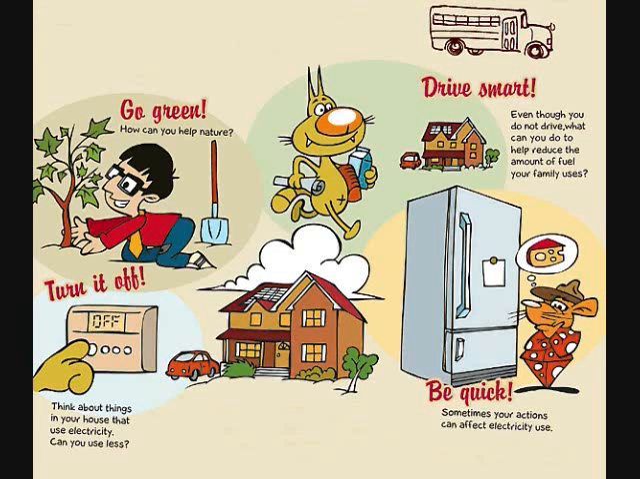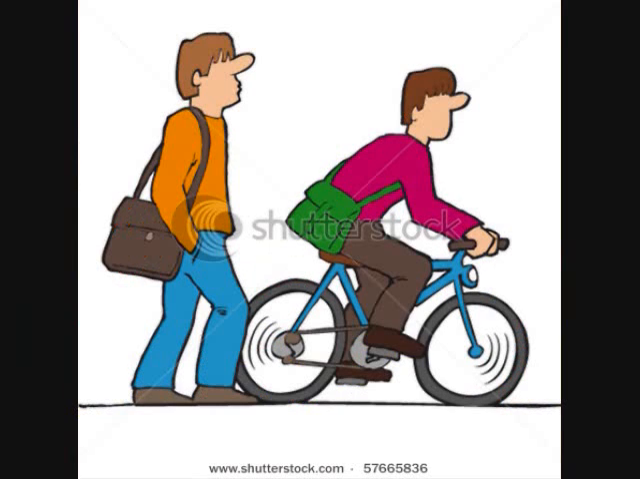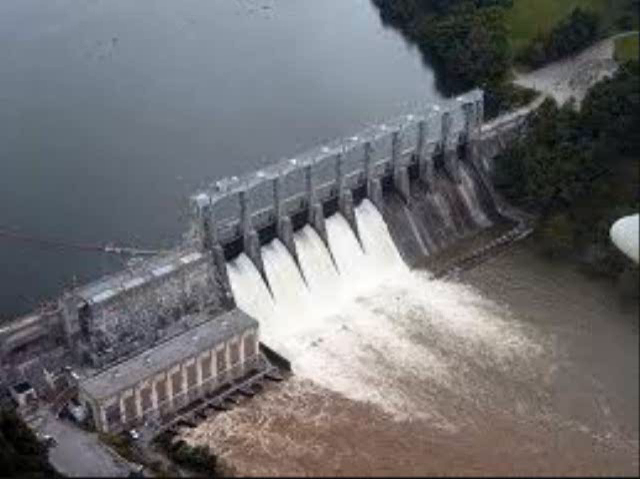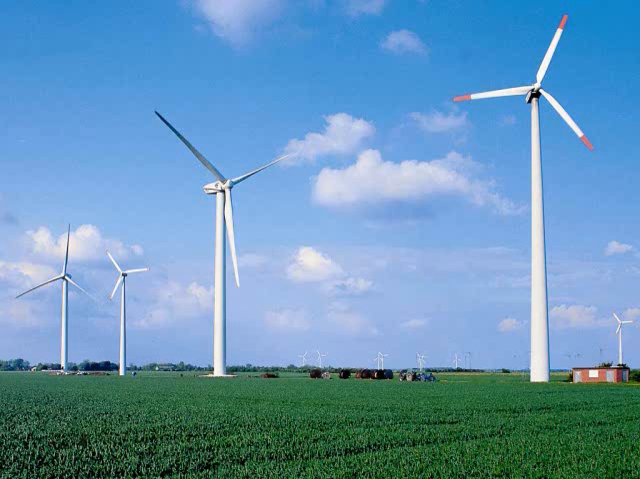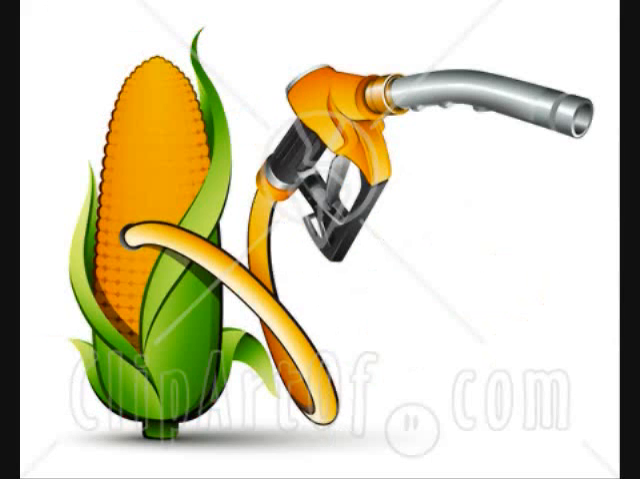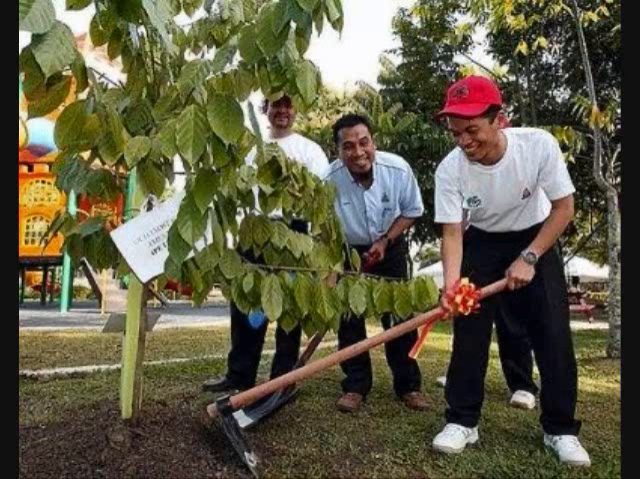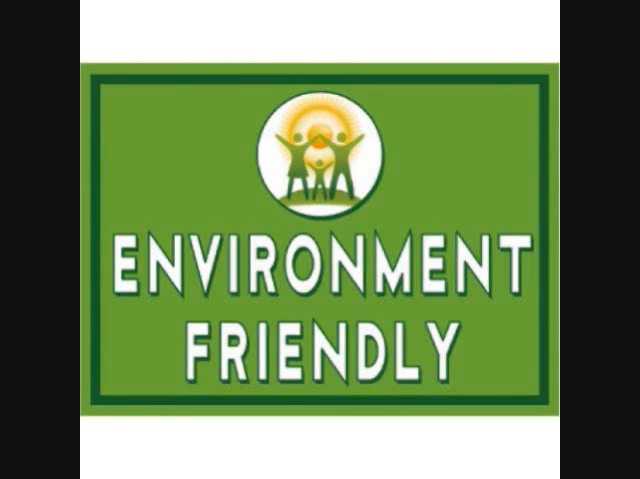Save energy by saving electricity through the use of energy-efficient lighting and appliances. Bike, walk for not very far distances, and carpool. Advocate the use of renewable energy such as those from hydro dams, wind, solar radiation, and biofuels. Plant trees and encourage others to plant too. Conserve water and other natural resources. Be environment friendly.